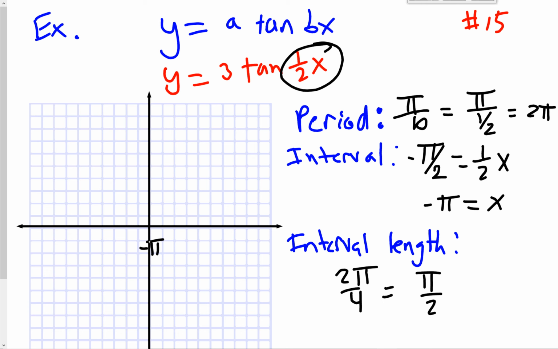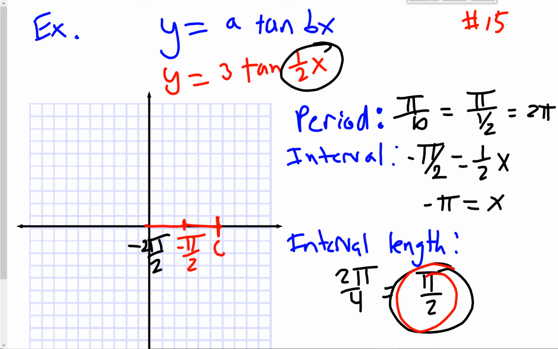So I need to switch negative pi to negative 2 pi over 2, a common denominator, so now I can add my interval length, pi halves. I get negative pi halves. Add my next interval length, I get 0, add another, I get pi halves, add another, and I get pi. I can see that this distance is a total of 2 pi, which is my period for this problem.